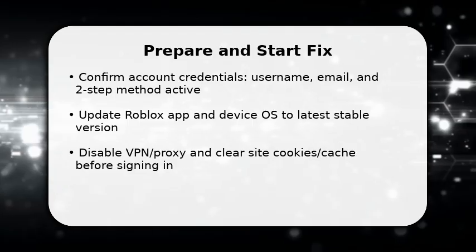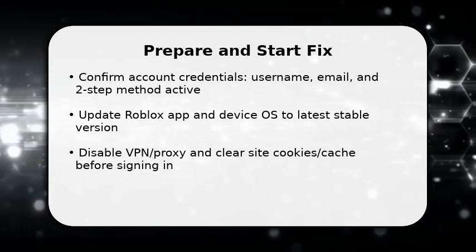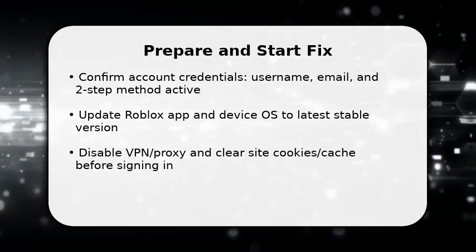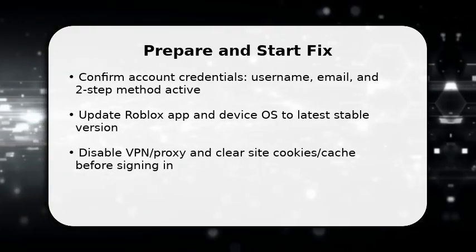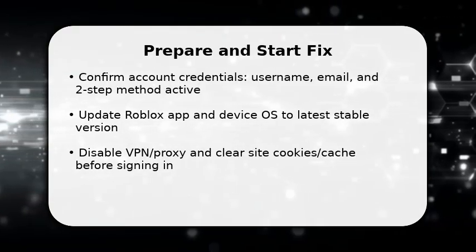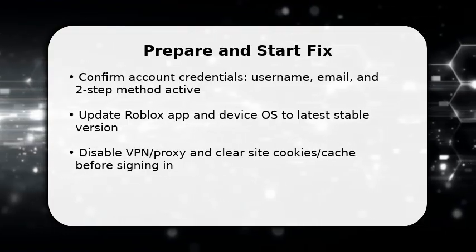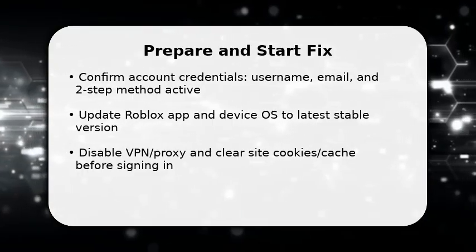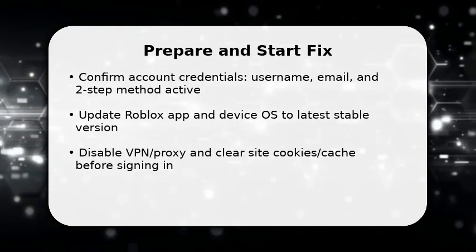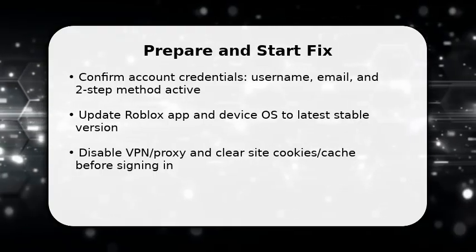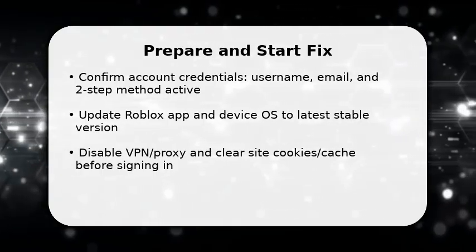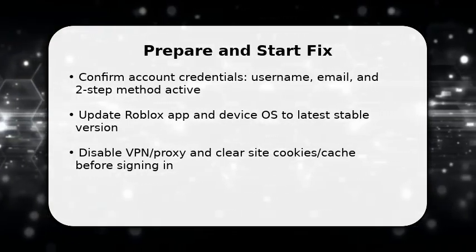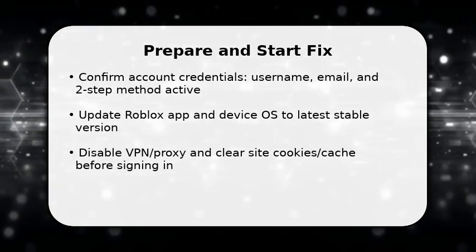You begin by verifying your account details and communication methods so you can recover access if something changes. Once done, update the Roblox client and your device operating system to eliminate version conflicts. Now disable VPNs or proxies and clear cookies and cache to remove stale session tokens. Sign in immediately after those steps, because persistent stale tokens often trigger logouts. This forces a fresh authentication exchange and creates a clean session you can manage.